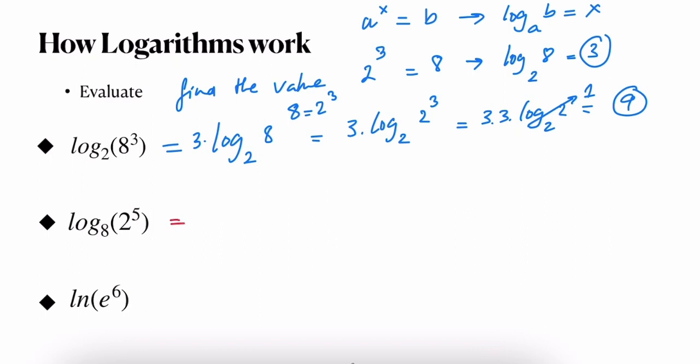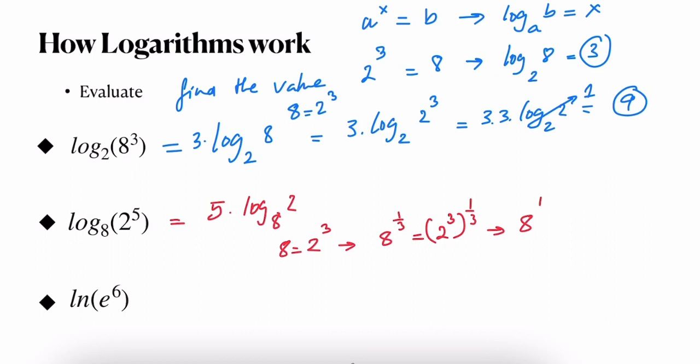For the second example, in this case, again, you can use the power rule to move 5 to the front of log base 8 of 2. And using the fact that 8 is 2 cubed, you can raise both sides to the power of 1/3, to get 2 equals 8^(1/3), because the right side will be just 2^1.